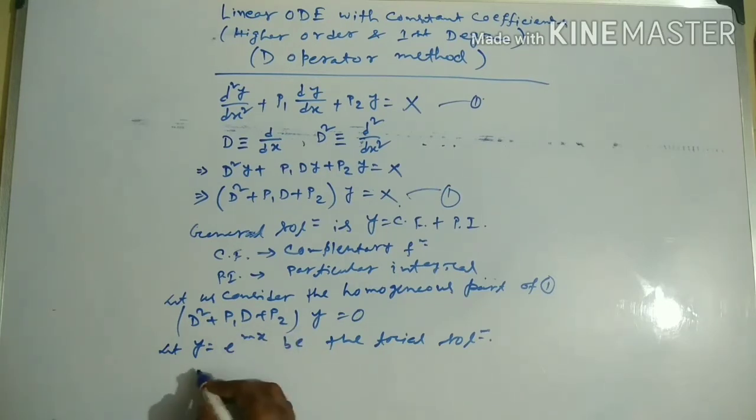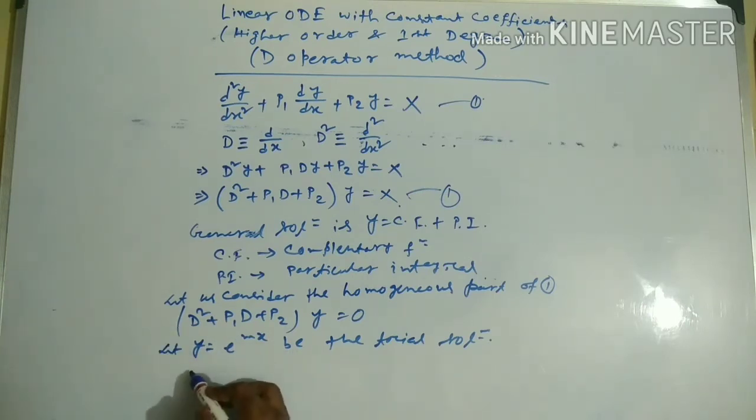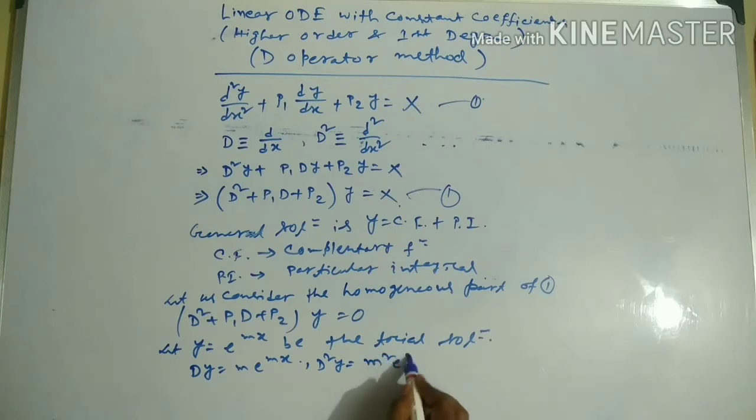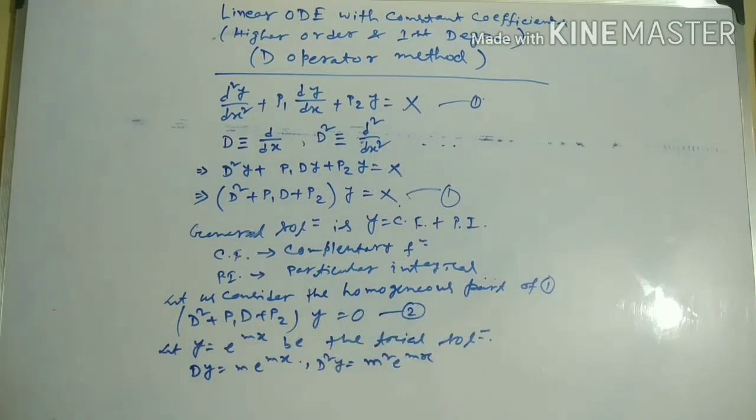Before putting, I first find Dy. Dy means first order differentiation of y, that will be m e to the power mx, and D square y will be m square e to the power mx, second order differentiation of y. Now I will put these values in this equation. I am numbering it 2.